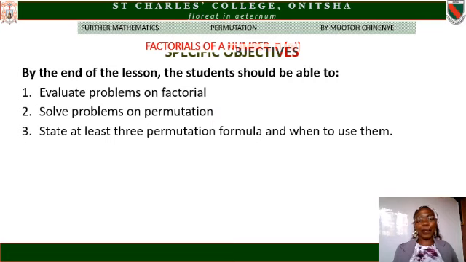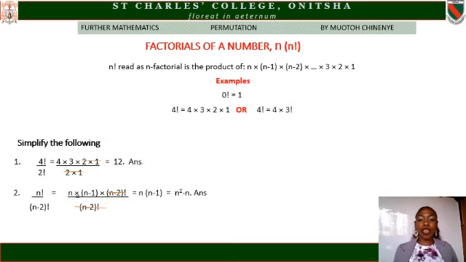Before we go into the topic proper, we'll look at an aspect called factorial. And factorial is a symbol of exclamation mark. That's like this. And n factorial is expressed as n times (n minus 1) times (n minus 2) down to 3 times 2 times 1. Then if you are to evaluate 4 factorial, that will give us 4 times 3 times 2 times 1, or 4 factorial can also be expressed as 4 times 3 factorial.